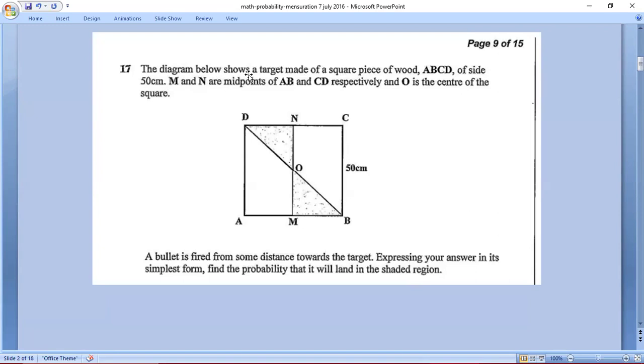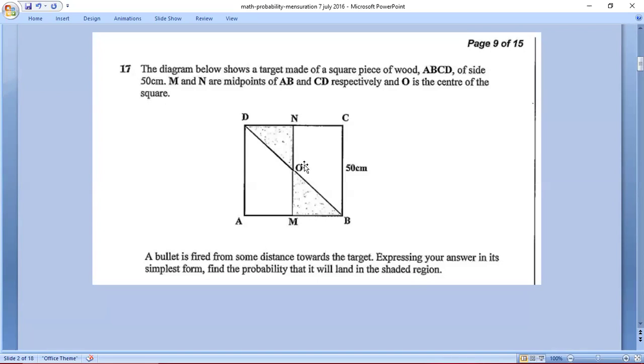And M and N are midpoints of AB and DC, respectively. It means M is the midpoint of AB and N is the midpoint of DC. That's what respectively means, according to the order they are given. M is the first and AB is the first. N is the second and CD is the second. And O is the center of the square.